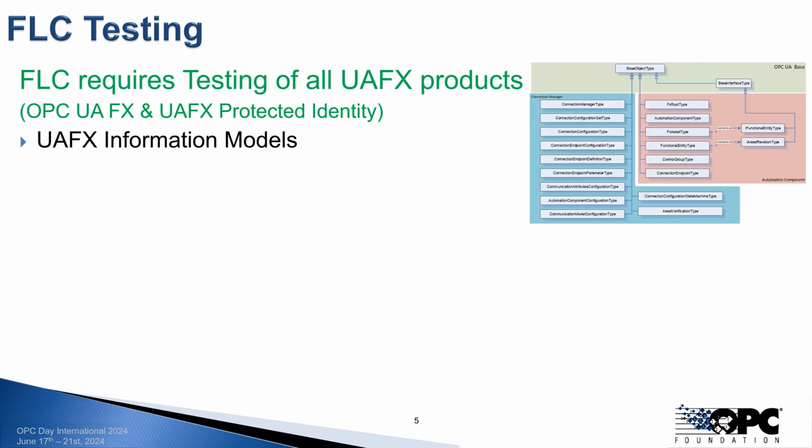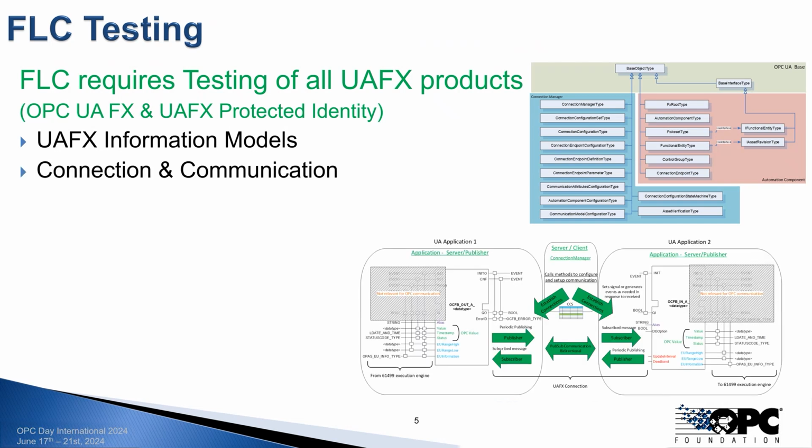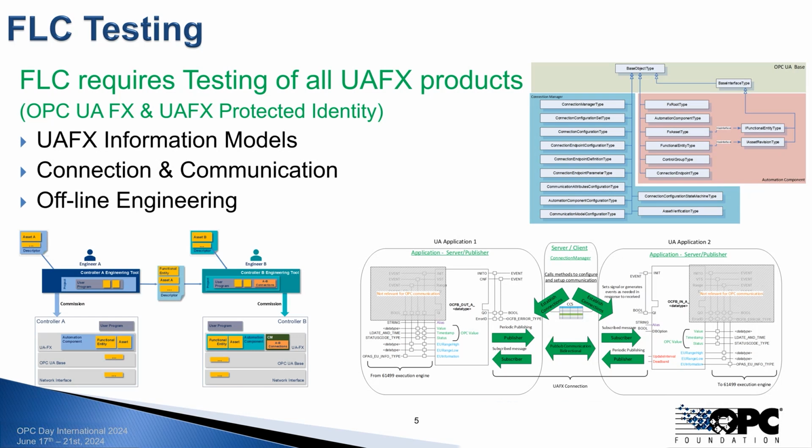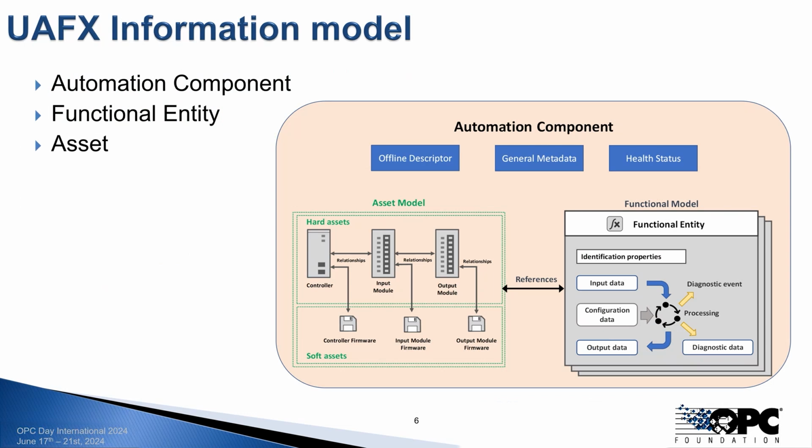What do we test? We test information models. We test connection and communication pieces. And we also test offline engineering. This is something new that I'll spend a little bit more time on each of these. So for information models, what's released in the controller is an automation component, functional entities, and assets. These are all base information model pieces for FX. They all get tested, right? So we handle testing for those.